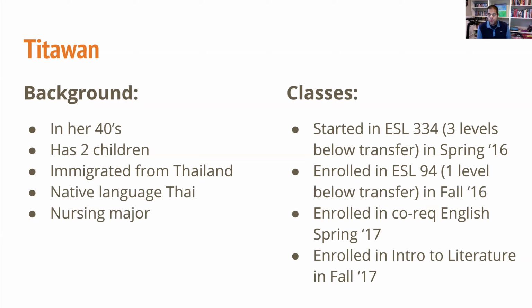This is one of those instances where we weren't offering the intermediate course due to low enrollment, so she made the jump straight into the advanced course, as many students were recommended to do at the end of that semester. From there, she enrolled in our CoRec transfer level English course, and then from there enrolled into Intro to Literature, which is one of our critical thinking advanced composition courses.